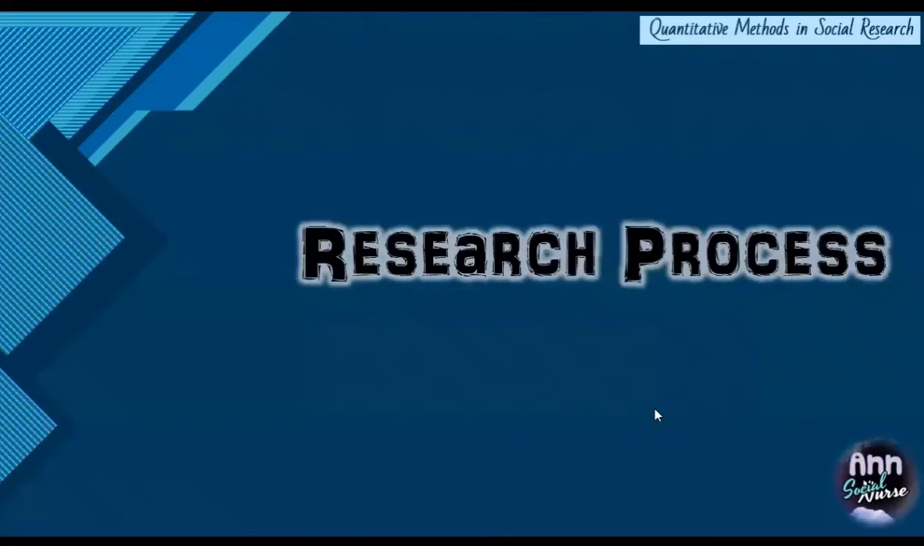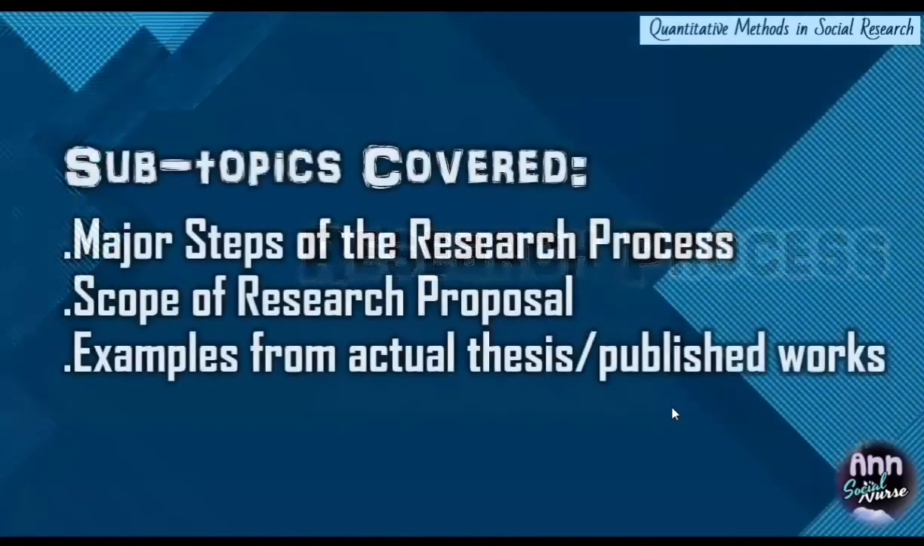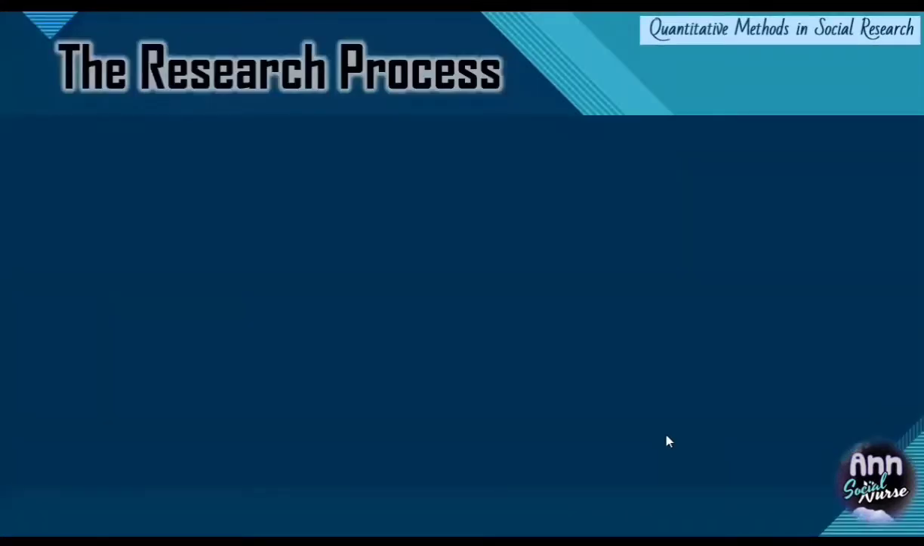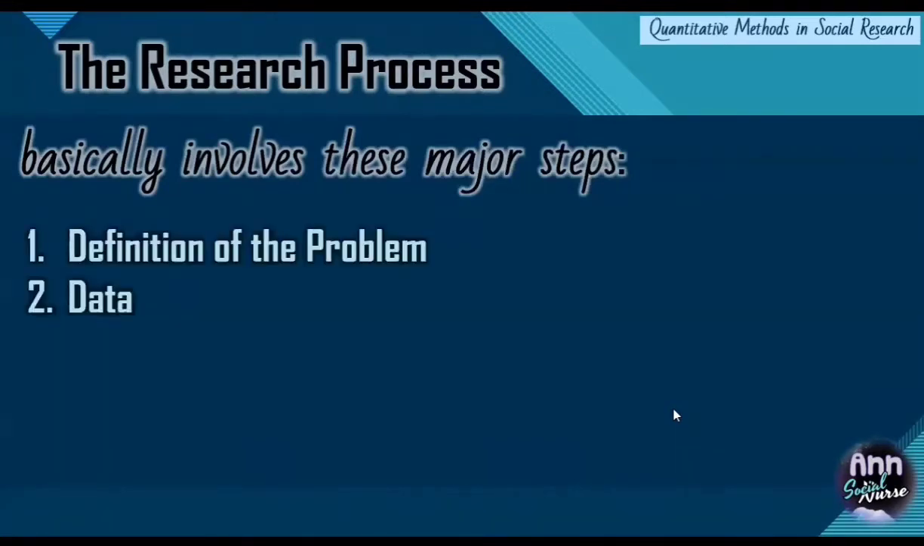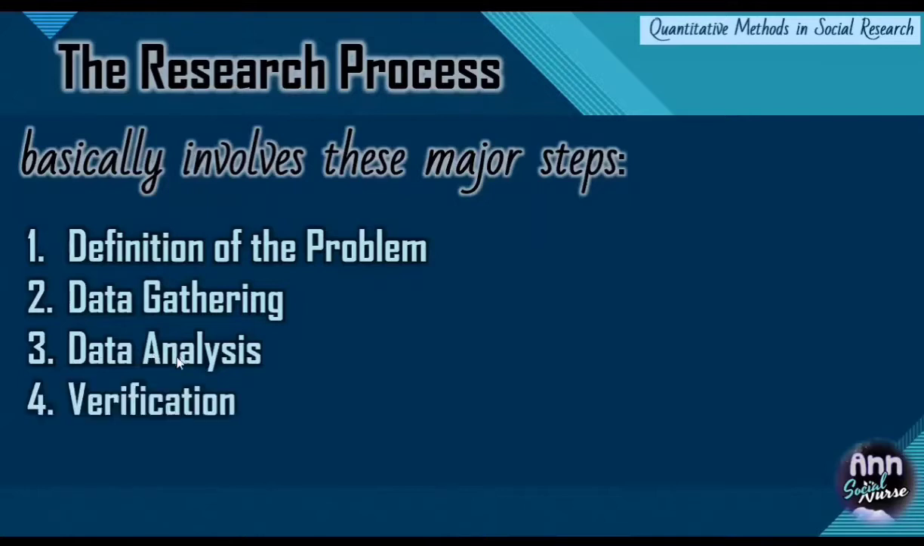This lesson will be on research process. We're going to cover here major steps of the research process, the scope of research proposal, and examples from actual thesis or published works. Basically, the research process involves these major steps: definition of the problem, data gathering, data analysis, and verification of the results.